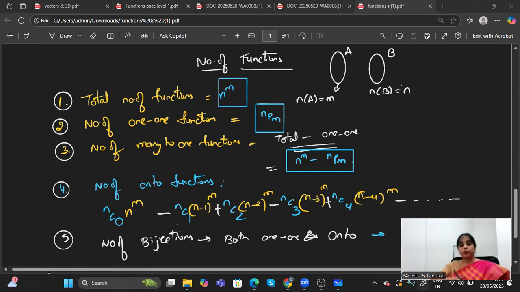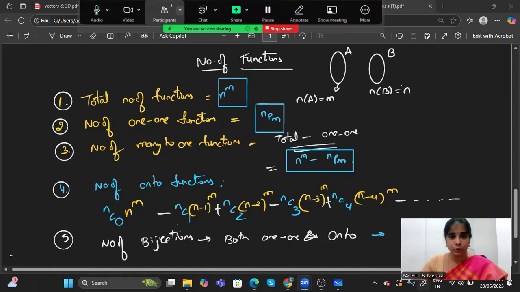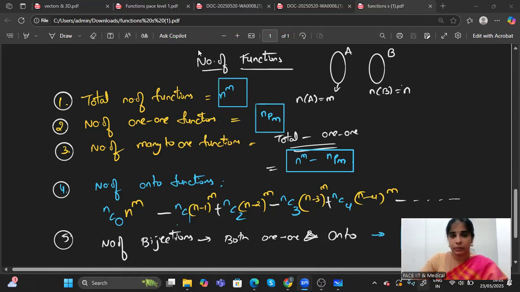Now, the total number of bijections, which are both 1-1 and onto, is n factorial. That means you'll have the same number of elements in set A and set B. Clear? Right. Whenever needed, we will also discuss functional values and functional equations. That part I'll look into later.